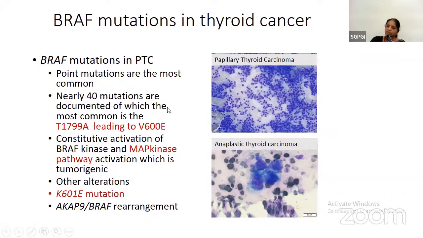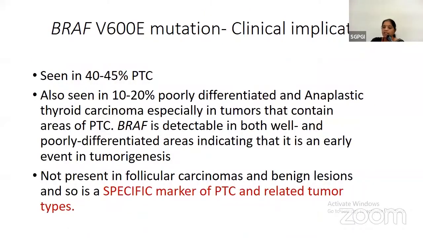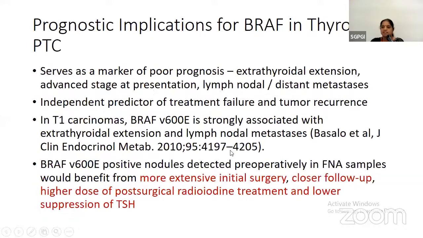So if you look at BRAF mutations, we know that it's V600E. I've also said, besides that, you also have the K601E mutation. Point mutations are most common. The clinical implications are that it's a specific marker of PTC because BRAF is not seen in other thyroid cancer types, of course, with the exception of anaplastic and some poorly differentiated thyroid cancers, which take the BRAF pathway. So it's seen in about 10 to 20% of these cancers, indicating that it's an early event in tumorigenesis.